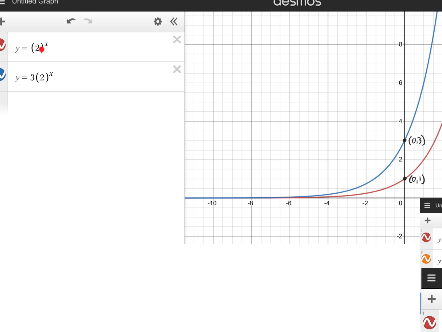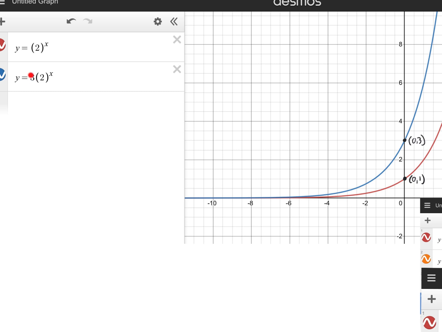So anything with the 2 right there is going to be a growth function. Both of them, from left to right, grow away from the asymptote. But when you throw in the a value of 3, that causes a vertical stretch, okay? The original one had the y-intercept at (0, 1), and if you put that 3 in front of there, it's going to cause that y value to grow by 3. So it gets vertically stretched by that a value of 3, okay?